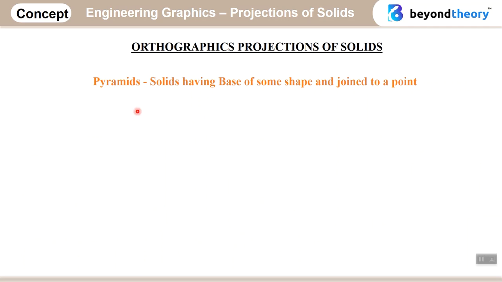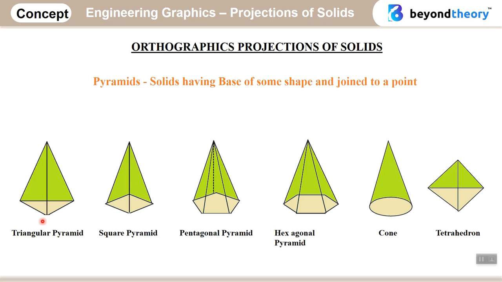The next type of solid that we have is called pyramids. Pyramids are solids whose base is of some shape, with all its corners joined to a single point. Again, solids are named after their base. Suppose we have a pyramid whose base is a triangle in shape. This solid is called a triangular pyramid. Similarly, the shape of the base is a square here, so this is called a square pyramid. Similarly, this is a pentagonal pyramid, hexagonal pyramid, cone, and a tetrahedron.